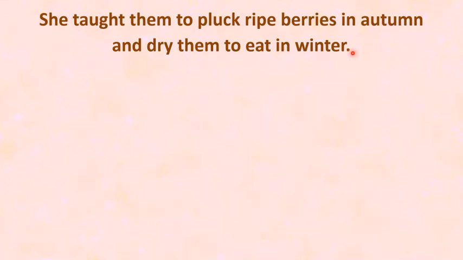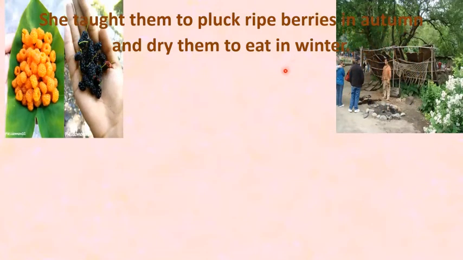Don't eat all together. Take all the berries and dry them, and you can use them in winter. In winter season, we don't get anything, no? So she taught them to pluck ripe berries in autumn and dry them to eat in winter. See, they have taken them from the trees and dried them.